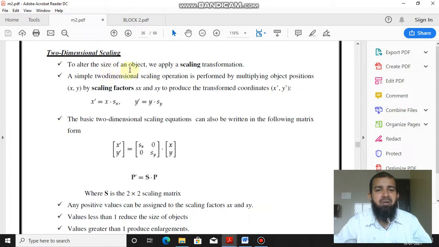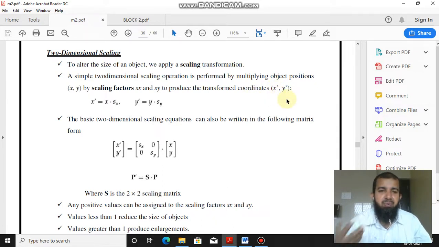To alter the size of an object, we apply a scaling transformation. Maybe enlarge the size, maybe reduce the size. That is called a scaling transformation. A simple two-dimensional scaling operation is performed by multiplying object positions (x, y) by scaling factors sx and sy to produce the transformed coordinates x dash, y dash.